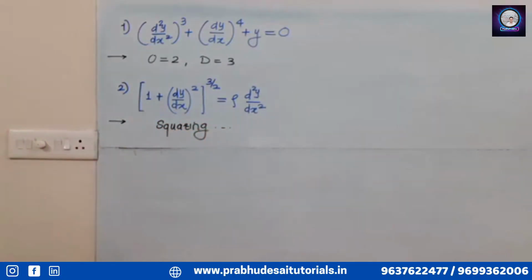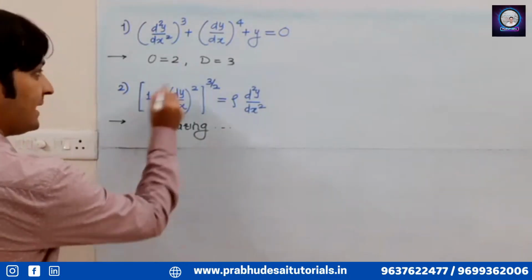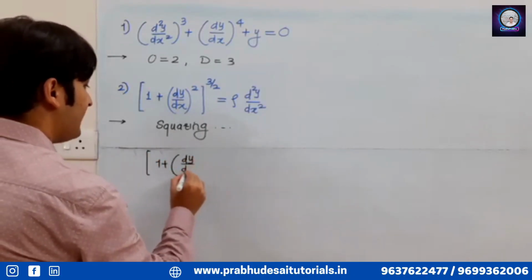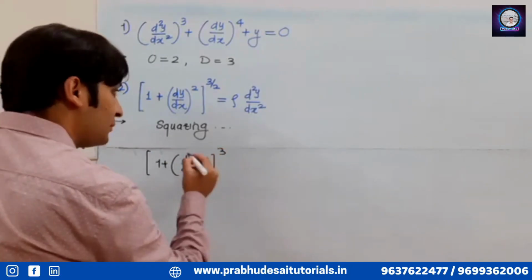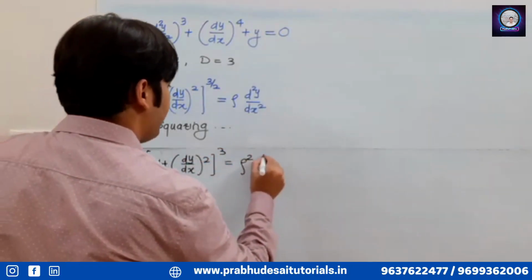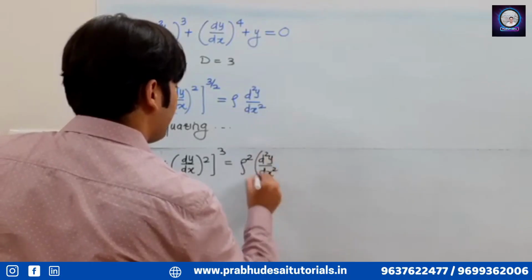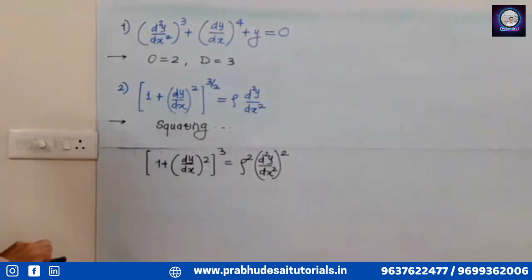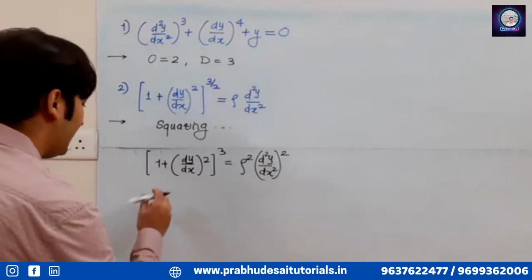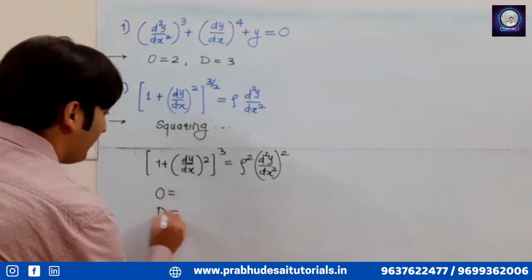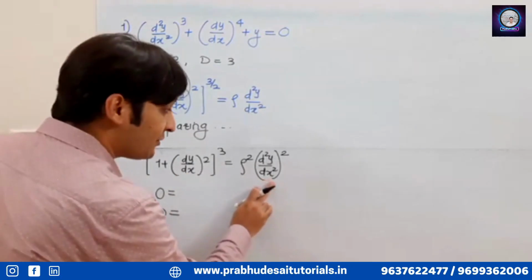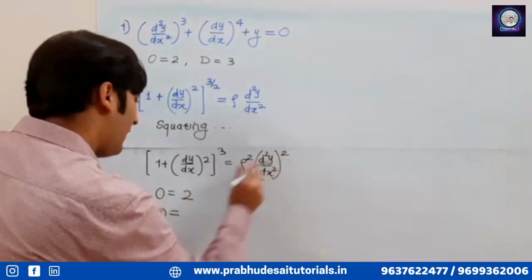If I take the square on both sides, this will be [1 + (dy/dx)^2]^3 = [ρ d²y/dx²]^2. Why? Because I'm taking squares on both sides. Now tell me what the order and degree are. The order is 2, since the highest derivative taken is the second derivative, and its power is 2, so the degree is 2.